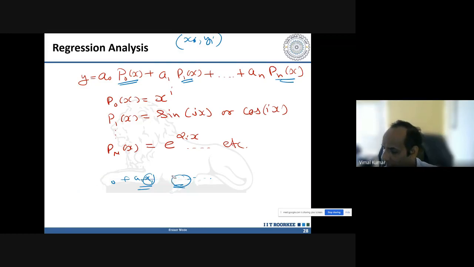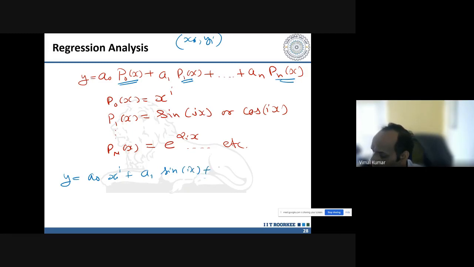For example, in this case, p0(x) is xi with a power law. p1(x) is a trigonometric function, a Fourier series term, sine of ix or cos of ix, whatever it is. pn(x) is maybe an exponential function. I am rewriting it like y is equal to a0 x to the power i plus a1 maybe sine of ix, plus an exponential term with alpha i x. In this case, again, we follow the same process as before. We try to linearize these equations. Once we linearize, we solve for a0, a1 and an and put them back into this equation. There is no issue with that.